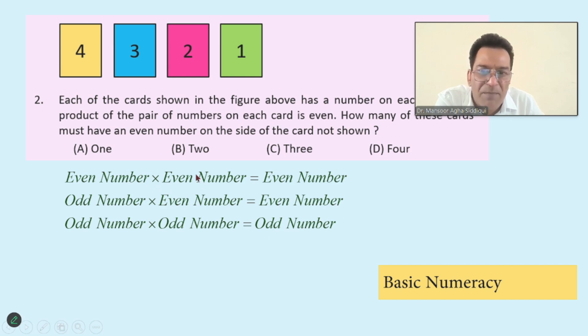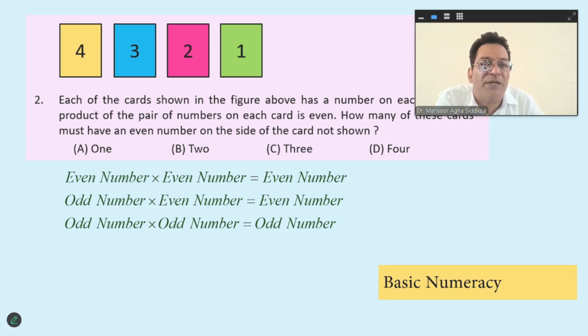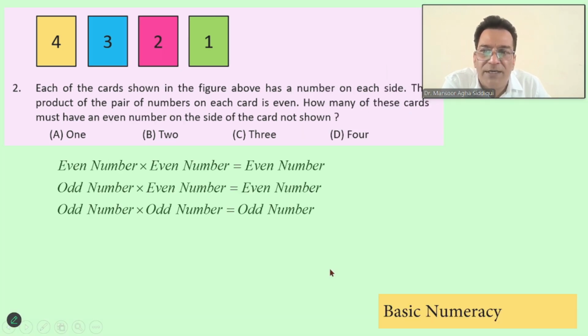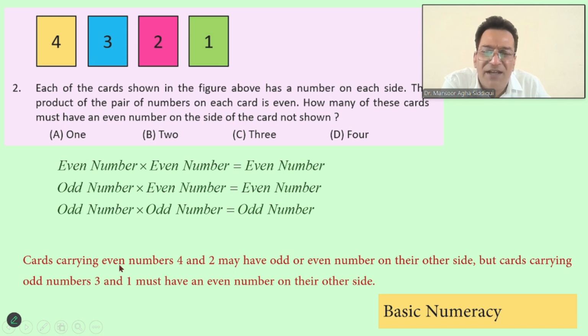This information must be known to you in order to answer this particular question. If you look at it, cards numbers 2, 4, and 2. This card and this card already have an even number. So whether you multiply them with an even number or an odd number, you will end up getting an even number. Even multiplied by even or even multiplied by odd always gives you an even number. So I don't need to worry about card number 4 and card number 2, these two.